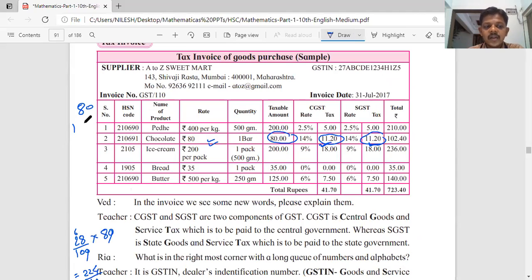80 rupees plus 22.4, total amount becomes 102.4. This is not total tax. This is the grand total. 200 plus 5 plus 5 is 210. 80 plus 11.2 plus 11.2 is 102.4. Am I right?